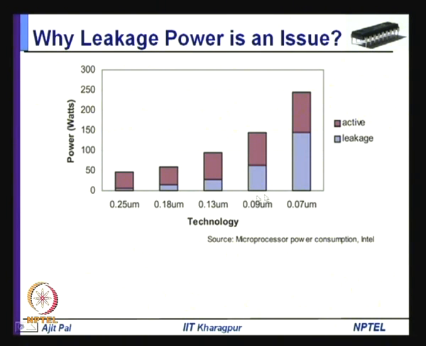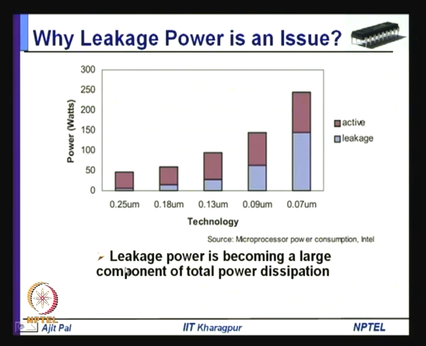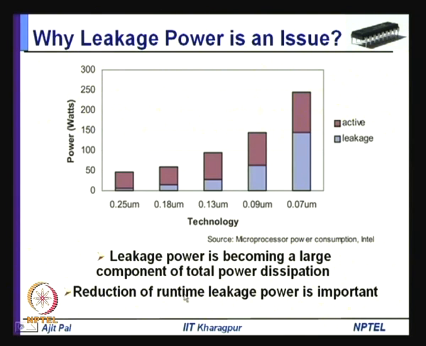I have already discussed it. As we are going from one technology generation to the next technology generation, the leakage power component is increasing, and as you can see, in 70 nanometer technology, the leakage power dissipation has overtaken the dynamic power. So, leakage power is becoming a large component of total power dissipation, more than 50%.